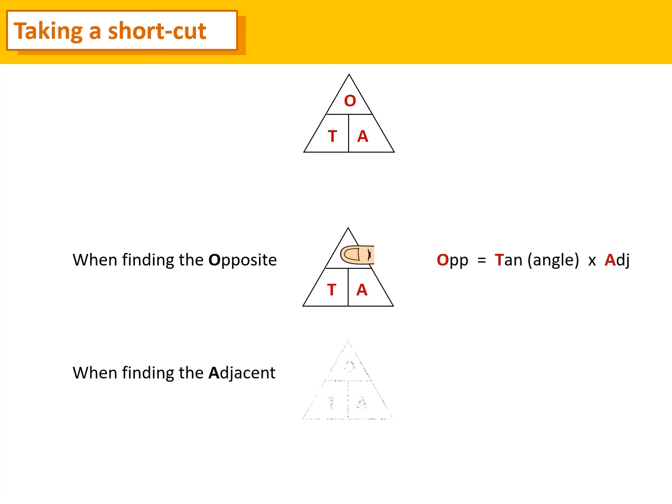However, if you're trying to find the adjacent side, you would put your finger over the A, and the adjacent then would be opposite divided by tangent.